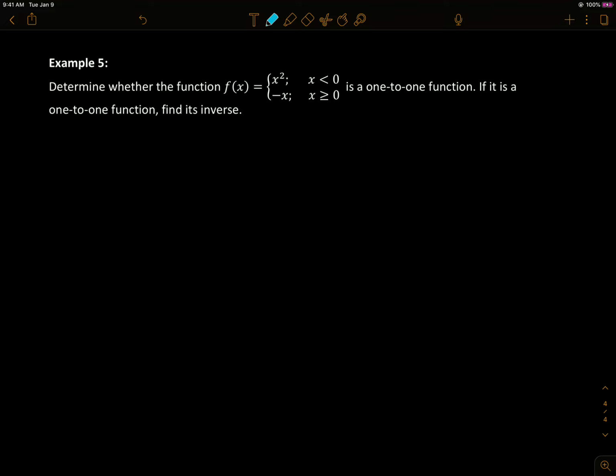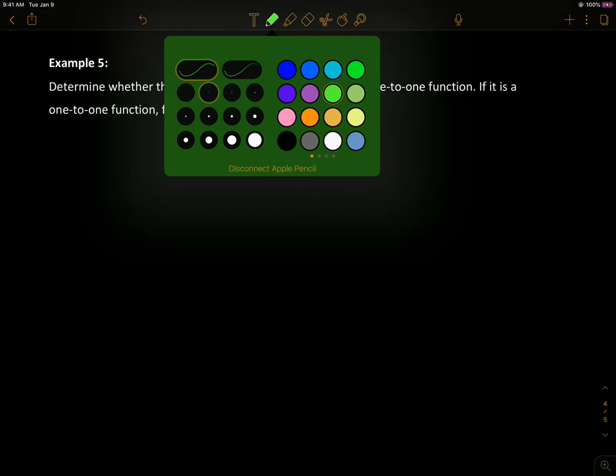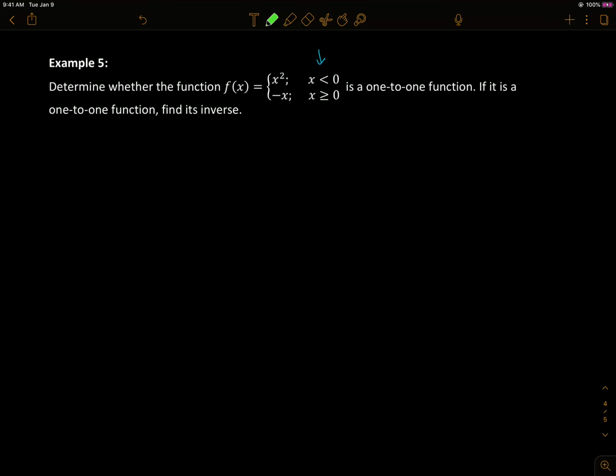So piecewise function, right, you have graphs in pieces, and there's already a domain restriction given to you there, so that's kind of nice, actually. I like this color. So determine whether the function is a one-to-one function. We're going to do that through graphing, for sure.